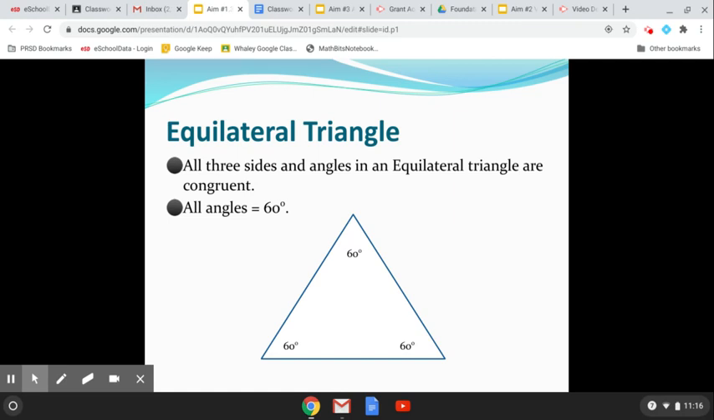Now, just because I find that one angle in a triangle is 60 doesn't make it equilateral. Keep in mind, I could have one angle that's 60, another one that's 100, and another one that's 20. And that's not an equilateral. So make sure that in order to prove that something's an equilateral triangle, at least two of the angles are 60, and that will therefore make the third one 60 as well.